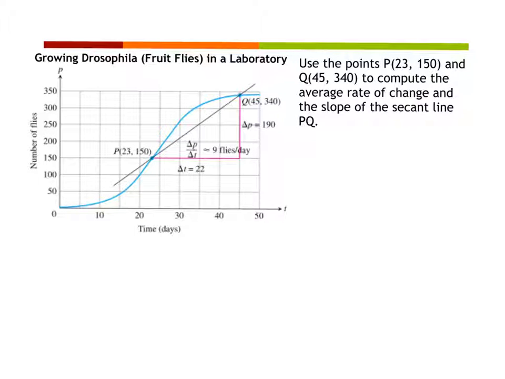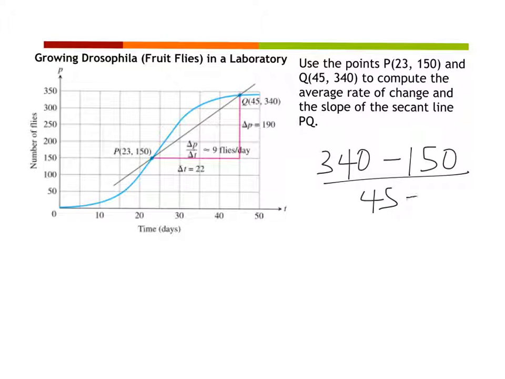So this is just a simple graph where it says, after 23 days, we have 150 fruit flies. After 45 days, we have 340. So if we were trying to find the average rate of change here, we would just be doing 340, take away 150, over 45, minus 23, because I'm just doing slope. Like, really don't overthink this, guys. That would be 190 over 22, which is also 95 over 11.